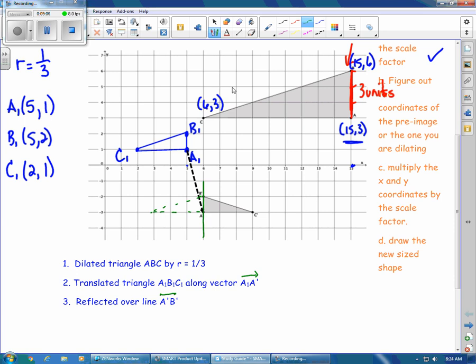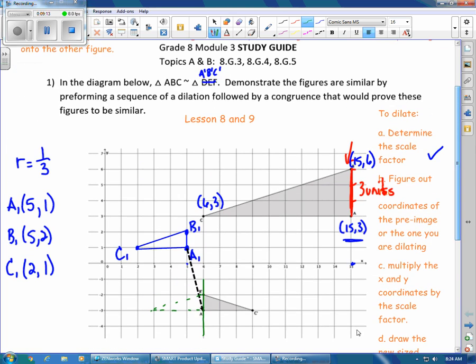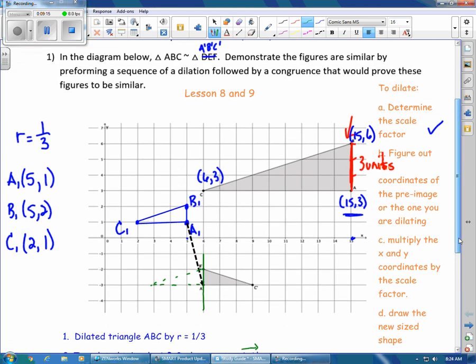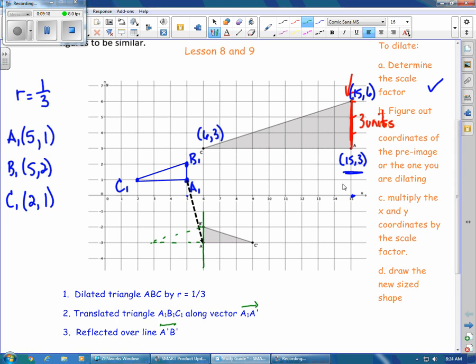So this drawing and this description is what you need, and show me your work. So all of this stuff in red, you don't have to show me. I don't really want to see directions where you say, I took 15 and multiplied by 1/3, and then I took 3 and multiplied by 1/3. I don't need that specific detail. What I need is what you did. You dilated triangle ABC by your scale factor of R equals 1/3. Then you translated your triangle A sub 1, B sub 1, C sub 1 along vector A sub 1, A prime, that vector right there.